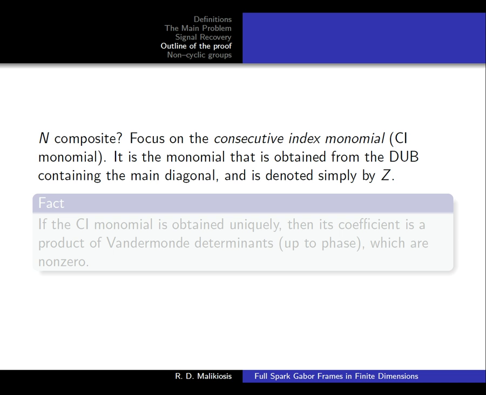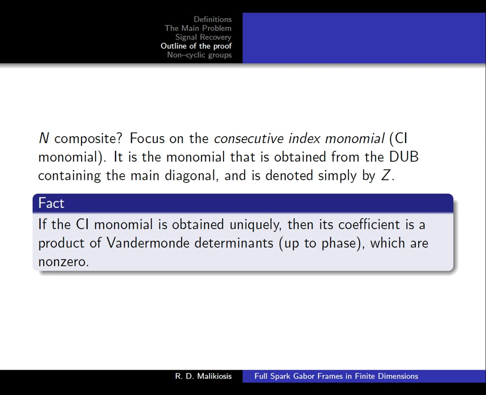But this is the hard part, to prove that it appears uniquely. The easy part, once you know this, is that it has a non-zero coefficient. If it is obtained uniquely, then the coefficient is a product of van der Monde determinants. Well, Fourier minors, but of a specific, particular kind, van der Monde determinants, up to some phase, of course, which are non-zero because they correspond to different phases.